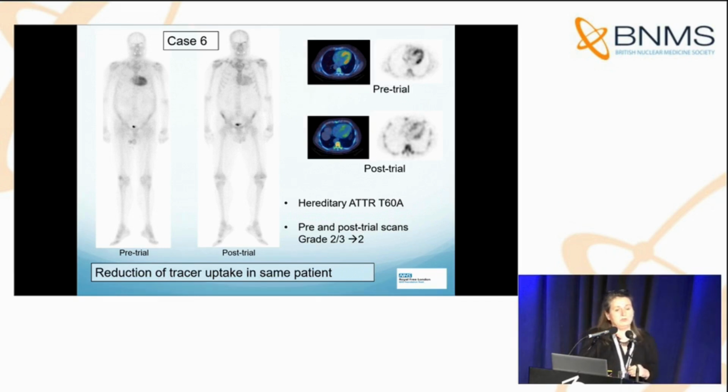In terms of using the DPD scan to track progress, I don't think, certainly in the literature, it's really conclusive yet whether you can use DPD. For example, we've had patients with reduced amount of DPD uptake and they're clinically getting worse and their CMR's getting worse. It would appear that CMR's probably better at tracking amyloid burden.